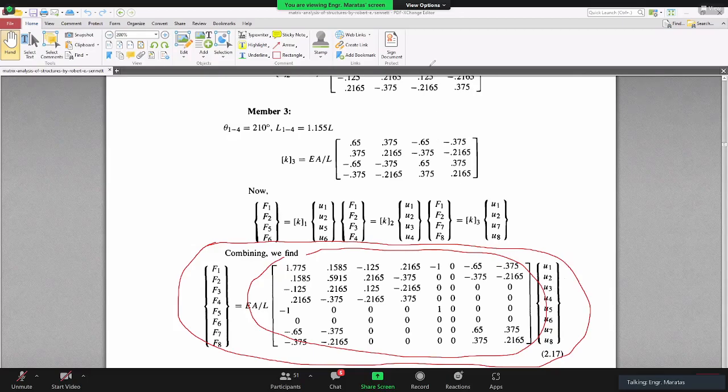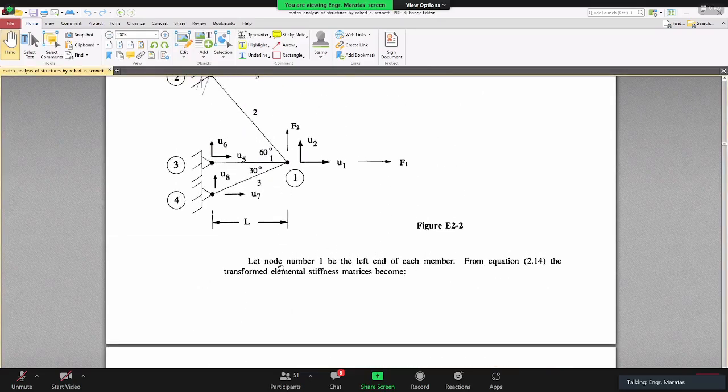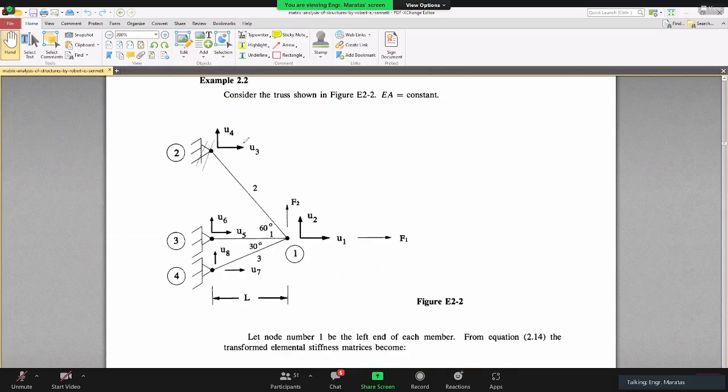So if we go back to our diagram, there are zero displacements at U3, U4, U5, U6, U7, and U8. So what remains now is just U1 and U2. In other words, you have to eliminate rows 3, 4, 5, 6, 7, and 8. And what is left is just a 2 by 2 matrix for the stiffness. So this is now the reduced stiffness matrix.